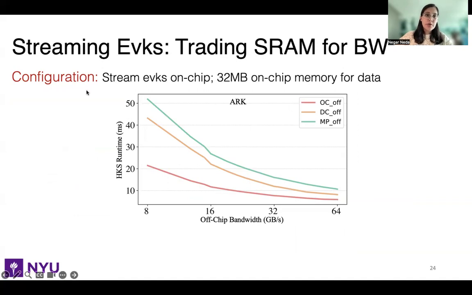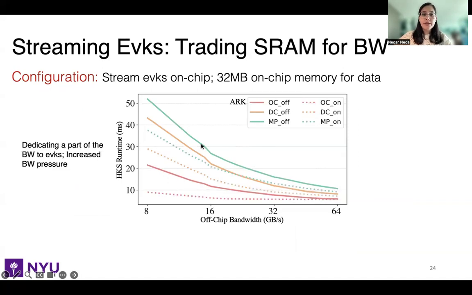So this plot is showing the hybrid key switch runtime on different bandwidths while we have keys off-chip. And here, the dotted lines represent the runtime with preloaded evaluation keys on-chip. As you can see, the trend is the same. There's only a shift in the absolute values, and that's because we're putting more pressure on the bandwidth. We're dedicating a part of our bandwidth for keys to be streamed on-chip.